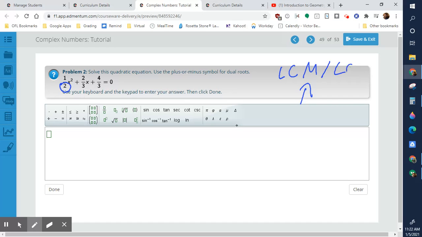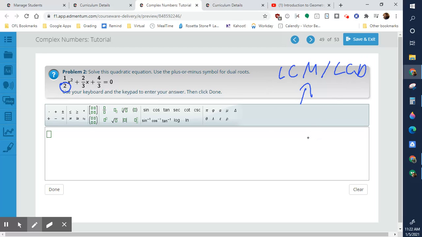Lowest common multiple slash lowest common denominator. So it's basically the lowest common multiple of the denominator. I don't know why in the math community we use these terms interchangeably. Lowest common denominator, that doesn't even make sense technically. It's technically supposed to be lowest common multiple of the denominator, but somewhere along the lines we just call it lowest common denominator just to make it easier.